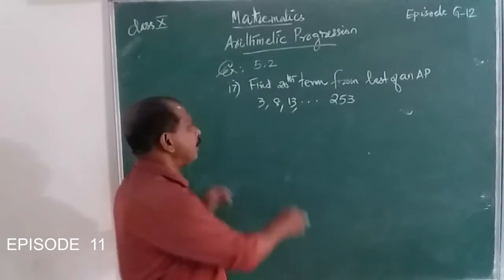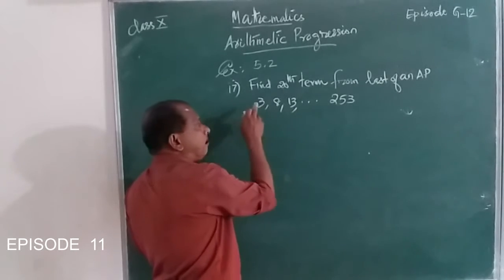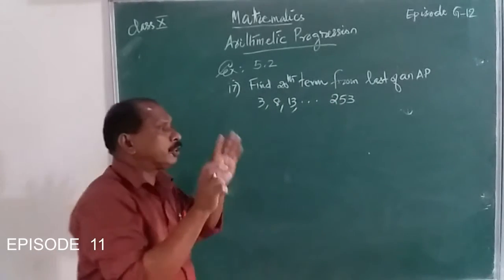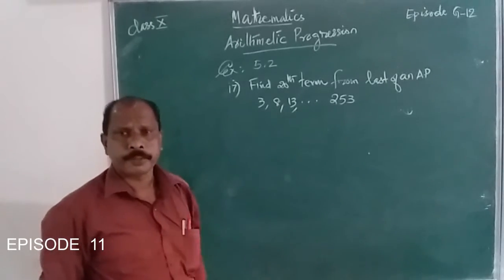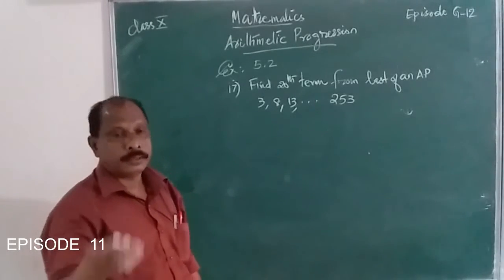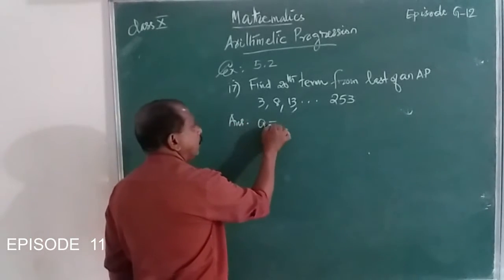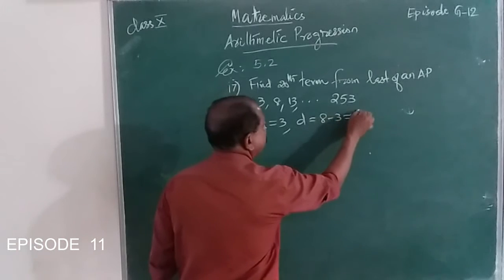That means if it is an arithmetic progression sequence, the first term is 3 and the last term is 253. Therefore, first of all, we can find out how many terms there are in this arithmetic progression. For that, A is equal to 3, D is equal to 8 minus 3, which is 5.